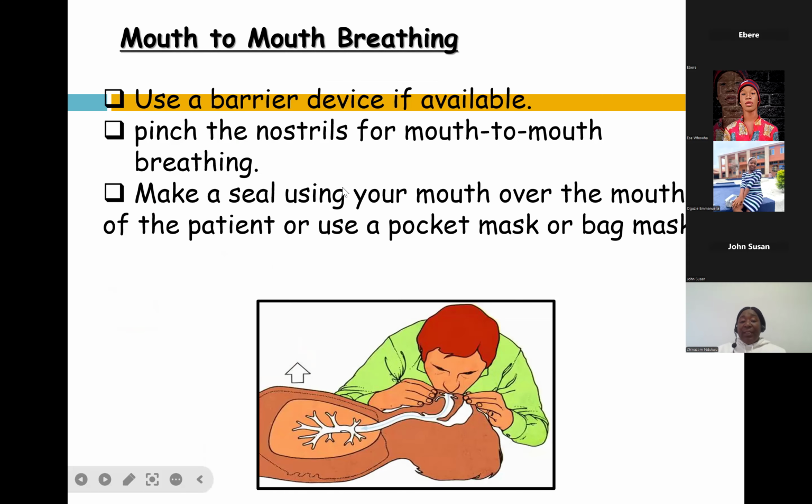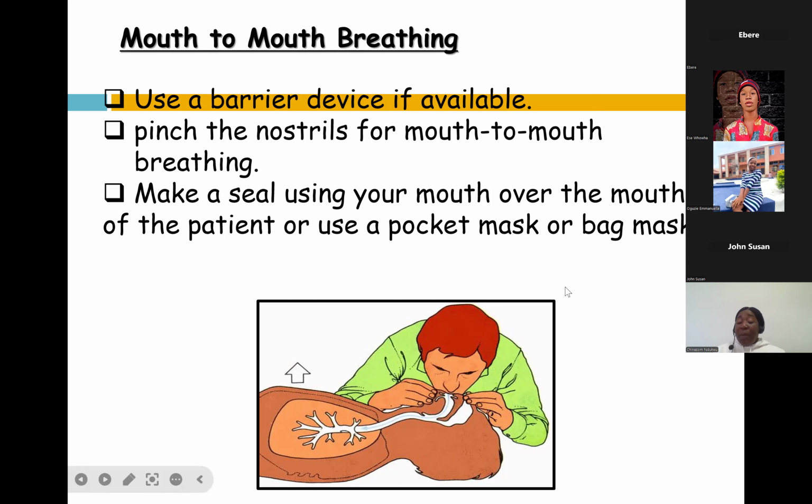So there are different types of rescue breath. We have mouth-to-mouth breathing. If there is a barrier available, you can put it over the person's mouth, pinch the nostrils, and then do mouth-to-mouth, making a seal using your mouth over the mouth of the patient. Or you can use a pocket mask or a bag mask.